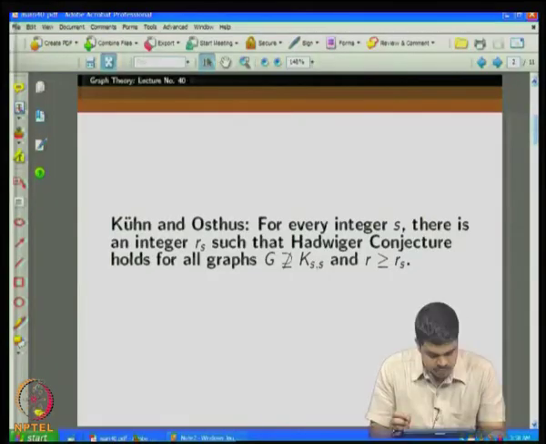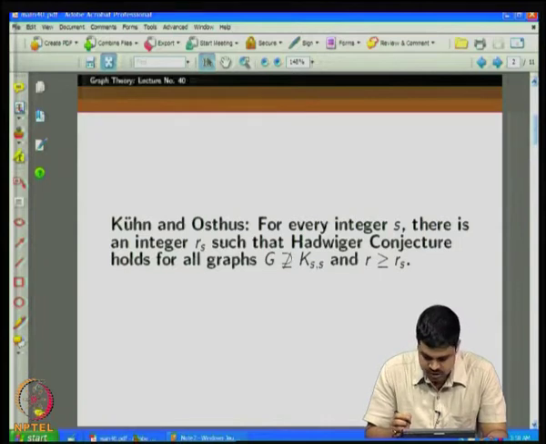So, now the question is about other classes of graphs. For line graphs, the Hadwiger conjecture is known to be true. For proper circular arc graphs, it is known to be true. So, there are several classes of graphs for which the Hadwiger conjecture is known to be true. In this context, we also want to mention some special cases which were proved by Kuhn and Osthus.